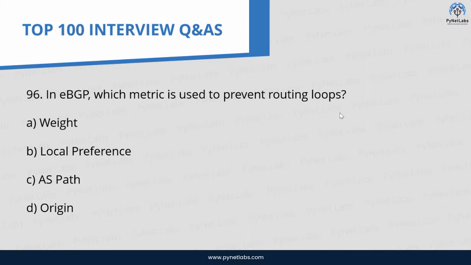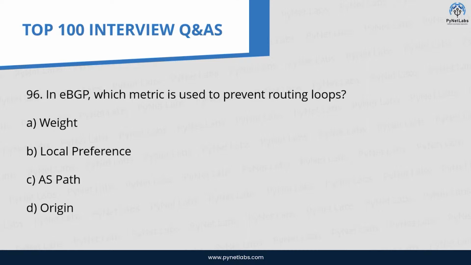And the AS path attribute lists the sequence of autonomous systems that the route has traveled. Means the BGP routers use the AS path information just to ensure that they do not receive the routes that would cause routing loops by passing through the same autonomous system multiple times. So therefore, option C is going to be the correct answer.